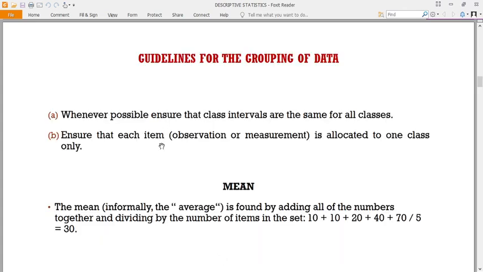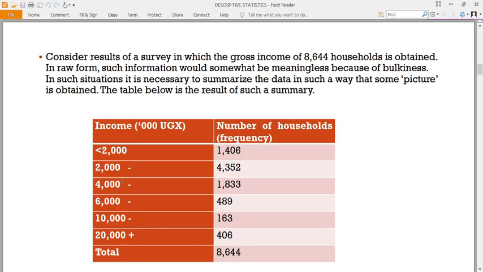And then ensure that each item is allocated one class. So if you look at such a data set, if I'm interested in getting 3,000, when you're creating your class boundaries, that 3,000 should only lie in one class boundary. I shouldn't have, for example, between 2,000 and 4,000, then between 3,000 and 4,000. So there you get confused of where to put the 3,000. So each figure or each element should lie in one class boundary.